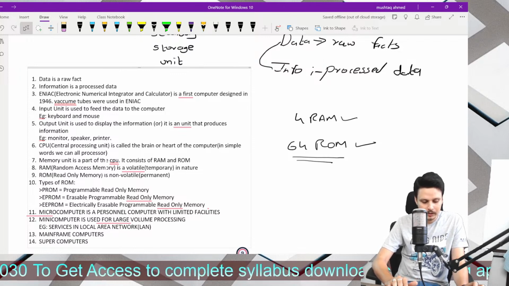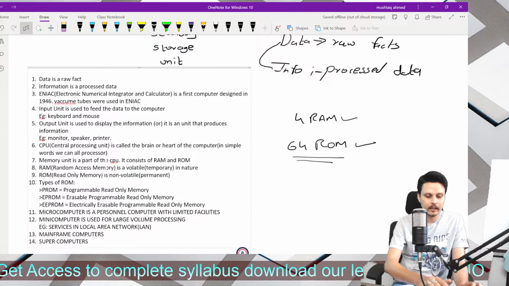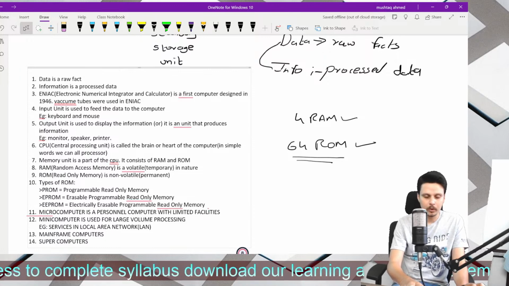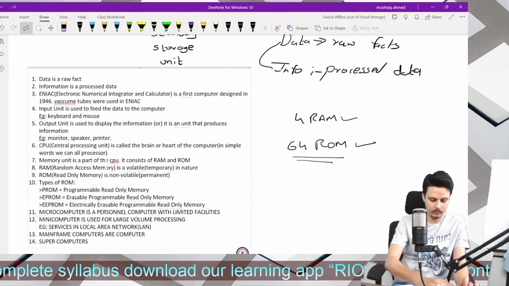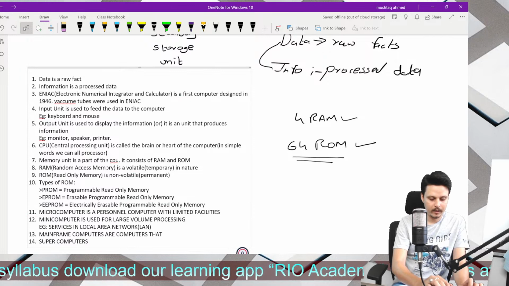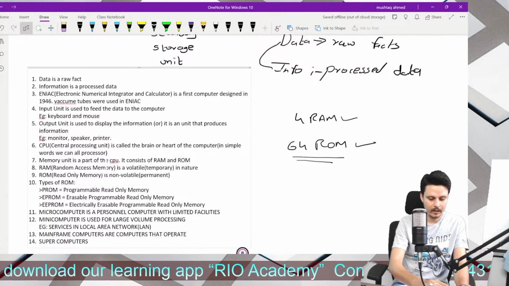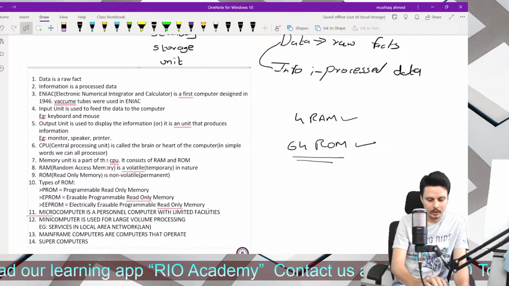These are the computers which operate at a very large storage capacity. Mainframe computers are computers that operate at a very large storage capacity.